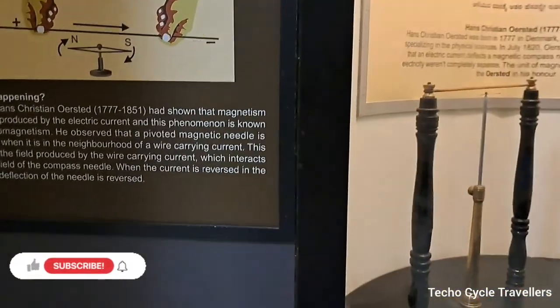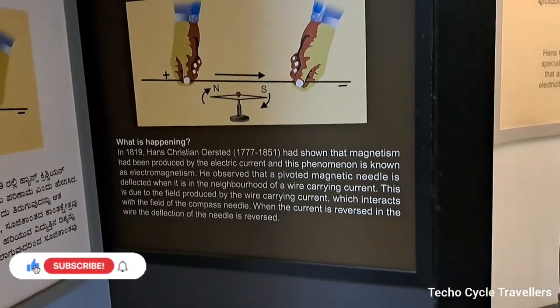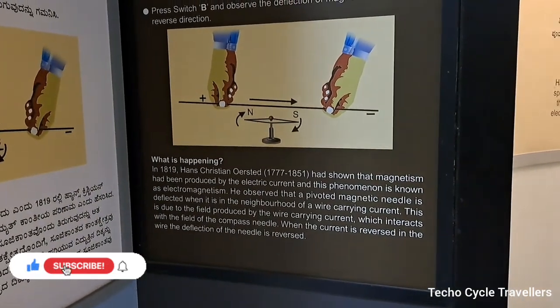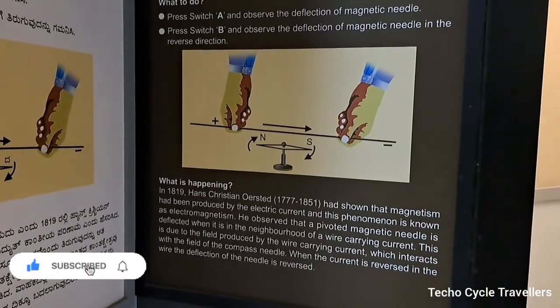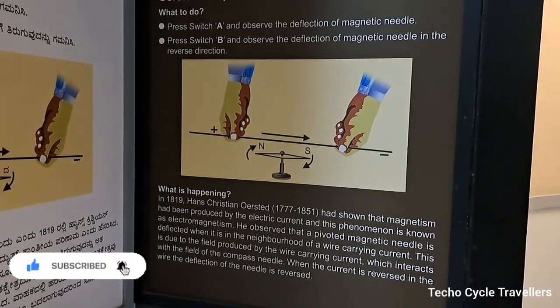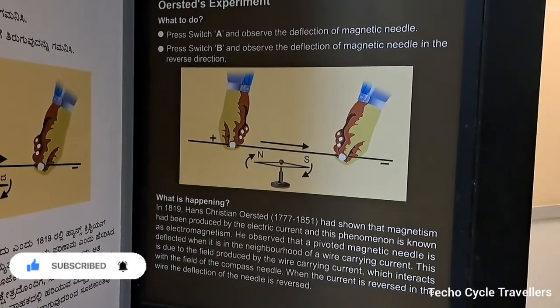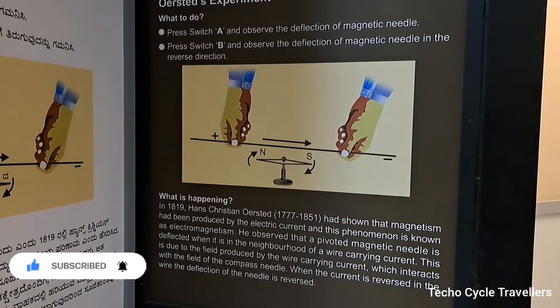What is happening? Hosted experiment. What to do? Press switch A and observe the deflection of a magnetic needle. Press switch B and observe the deflection of the magnetic needle in the reverse direction.